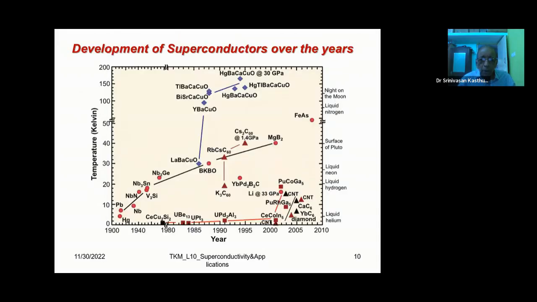The development of superconductors over the years is shown in this diagram. You can see temperature in Kelvin on the y-axis, and the year of discovery on the x-axis. So people started with mercury. That is the very first discovery. Then came lead, niobium nitride, vanadium nitride, vanadium silicon, niobium tin, niobium germanium, etc. As the years moved on, the transition temperature of superconductivity also was increasing.